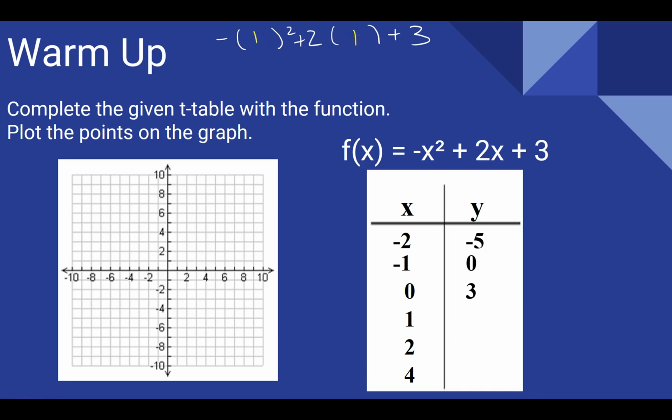We got a 3. We got a 1. Let's see here. 1 squared is 1. There's still a negative out front. Plus 2 times 1, which is 2. And then plus 3. That gives me positive 1 plus 3, which is 4. When we plug in the value of 2, we're going to get out a 3. Plug in 4, we get out a negative 5. Tell me some things you notice in the table.